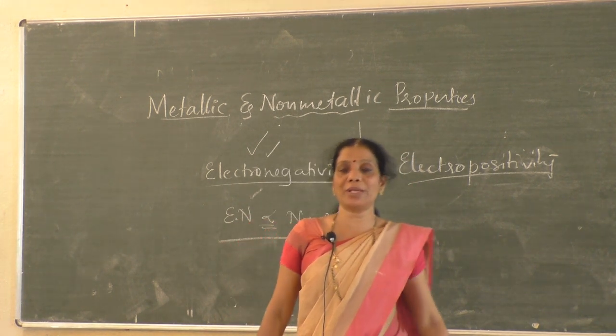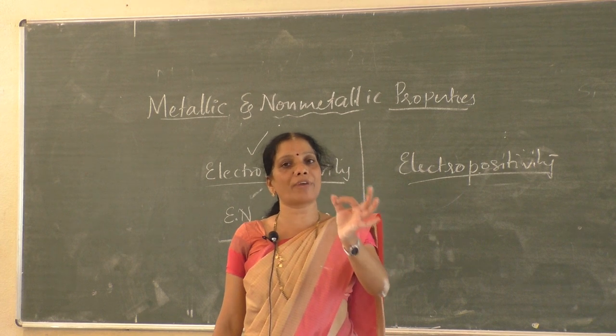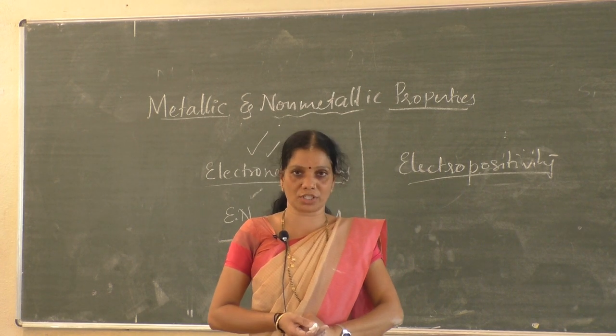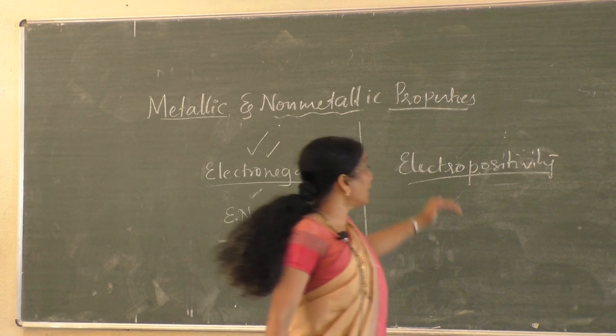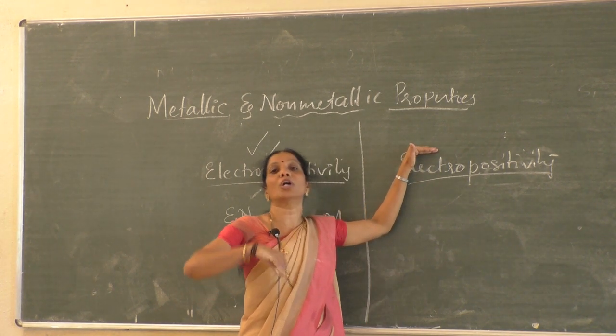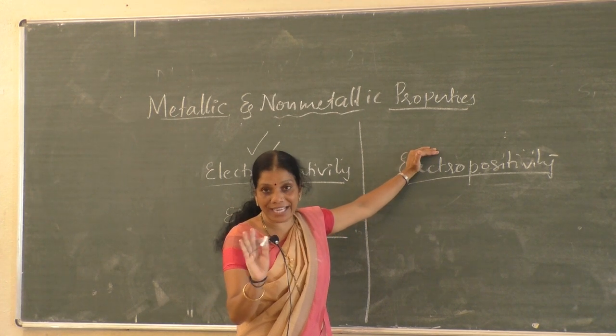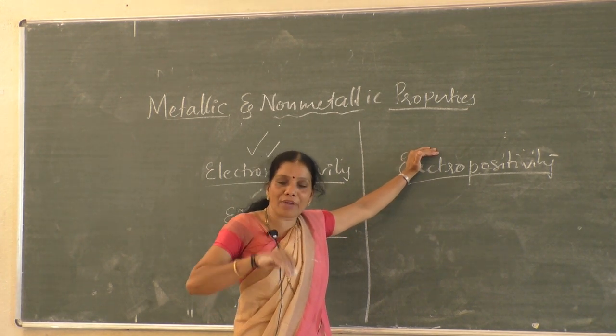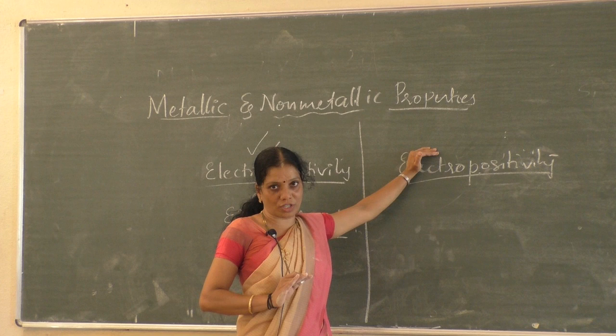Now electronegative means, we know, the tendency of an atom to attract the electrons. Understood? Electropositive means the tendency of an atom to lose the electrons, not to gain the electrons. Tendency of an atom to lose the electrons.